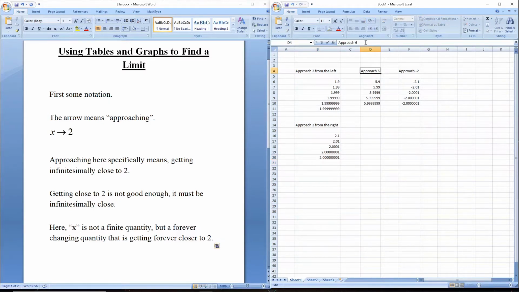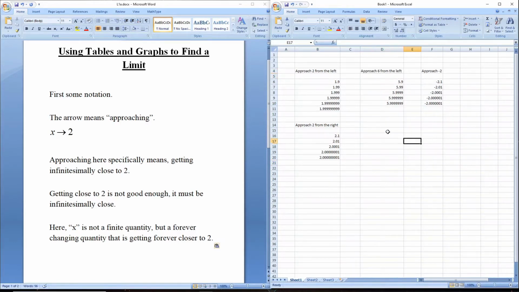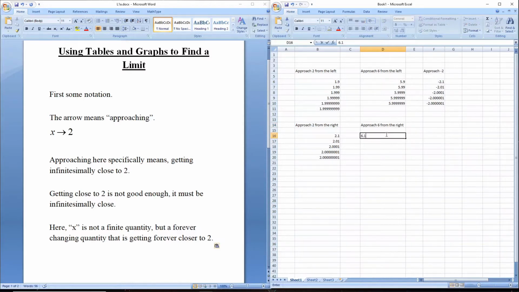Let's check this one out. This one again is technically from the left. So let's do that one now, approaching from the right. So what's a number to the right of 6? Well, how about 6.1? And now we want to get closer and closer to 6. So say 6.01, and then just start getting a bunch of zeros in there. And we're expressing the idea of getting closer and closer to 6, infinitesimally close, but now we're doing it from the right.